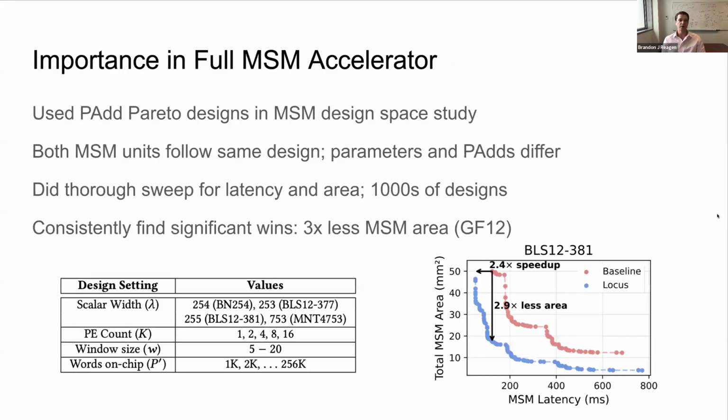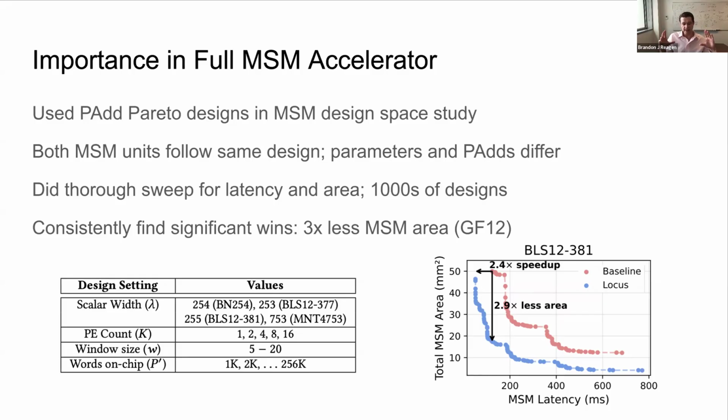So that's great, but what if we plug it into a full MSM accelerator? Because at the end of the day, that's all we really care about: how much faster can we make MSM go? Because that tells me how much faster I can make my ZKP go. So what we did is we took our point add Pareto designs from the previous study, that last design space plot I showed, and we plugged them into an MSM design space exploration study, again, to compare against prior work.